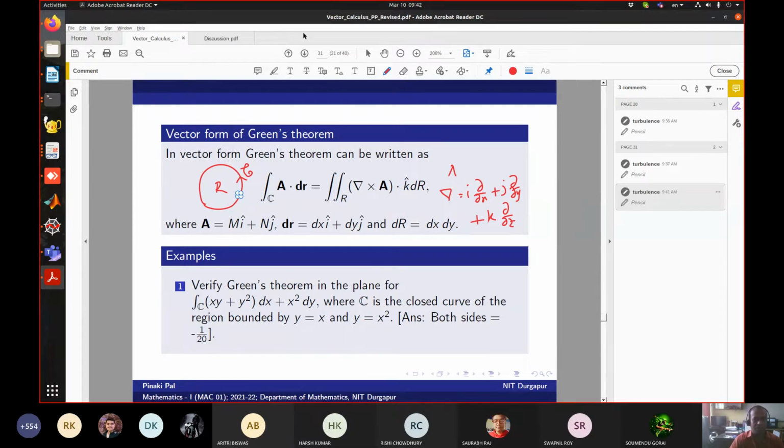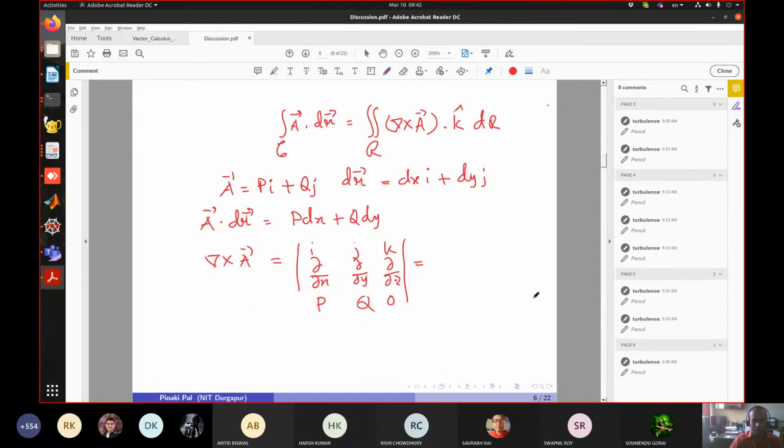Yes, sir. Can't it be used for the reverse? Like if the surface integral is difficult to find, so both ways. If the surface integral is difficult, then we'll move to the line integral. Whichever is easier, we will calculate.